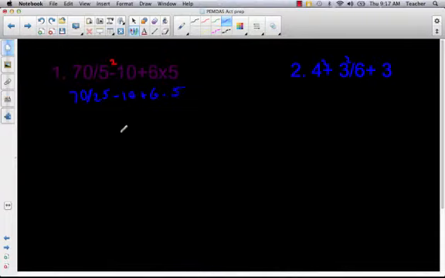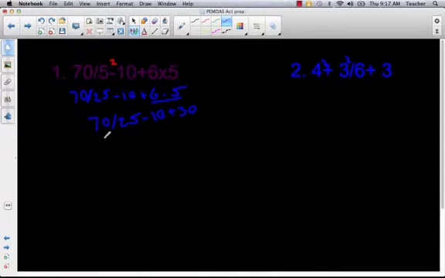Excellent. All right, then after that, we are going to go ahead and do our multiplication first. So 70 divided by 25 minus 10 plus 30. Because 6 times 5 is 30, and that comes straight down here.